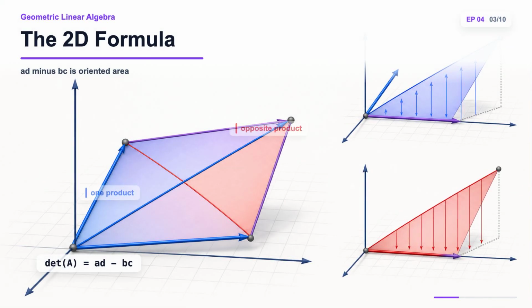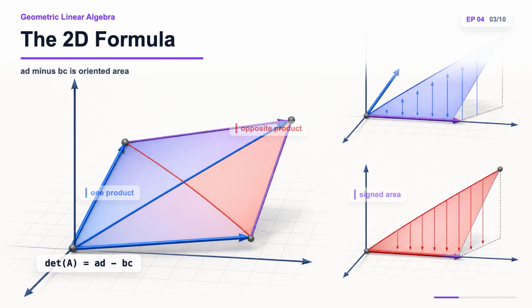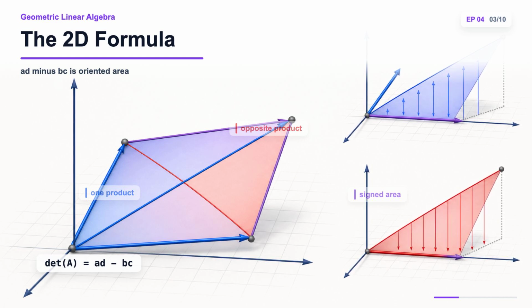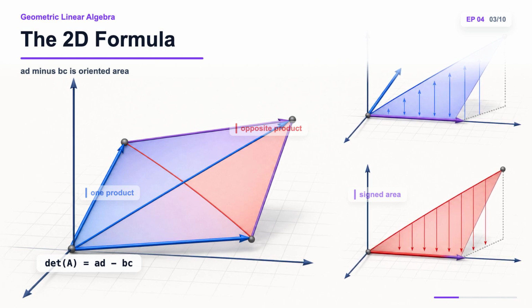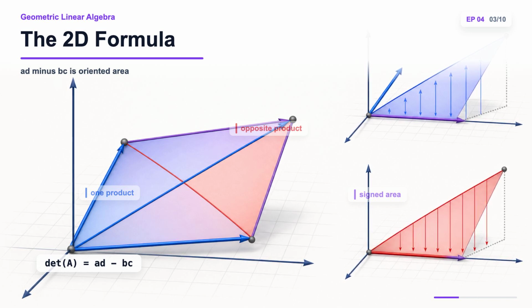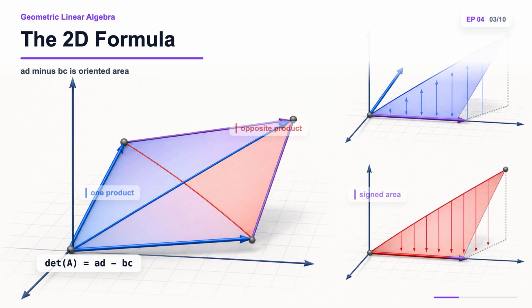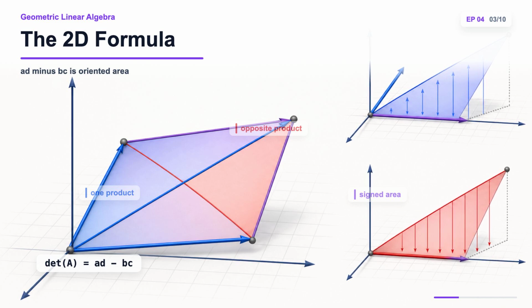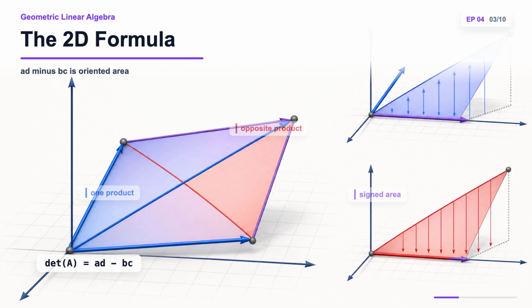For a 2 by 2 matrix, the determinant is often written as AD minus BC. That formula is not just a trick to memorize. It is a compact way of computing the signed area of the parallelogram made by the 2 column vectors. One diagonal product contributes area with one orientation. The other diagonal product subtracts the area that points the opposite way. When you remember the formula, attach it to the picture: 2 transformed basis arrows enclosing oriented area.